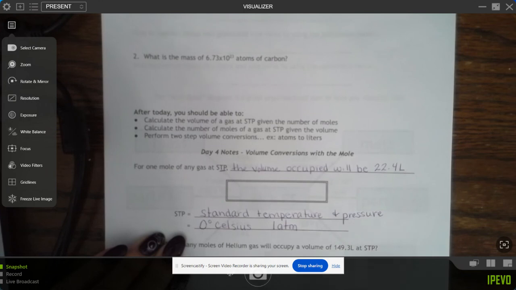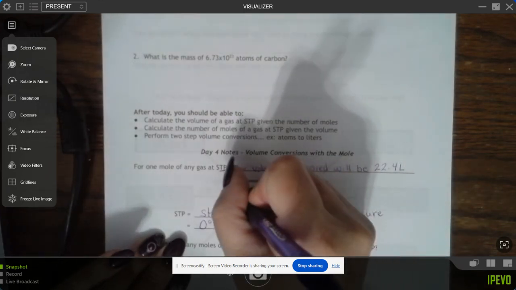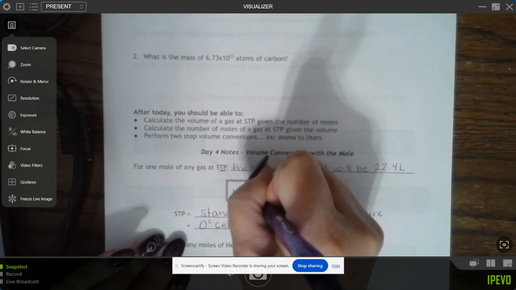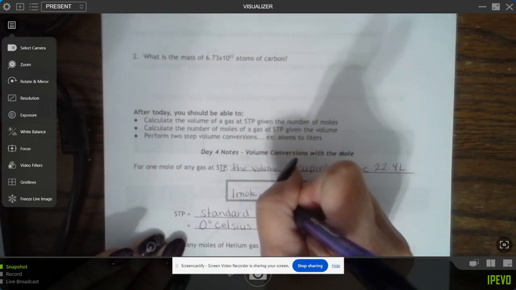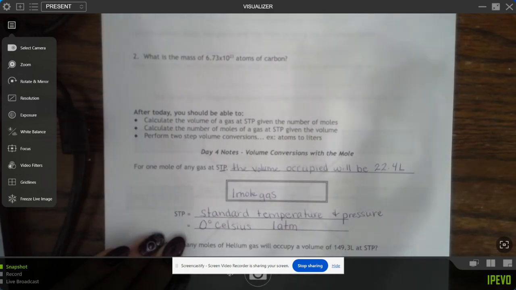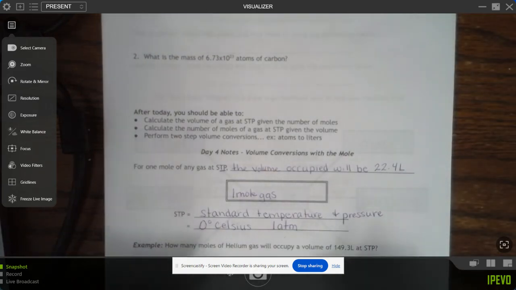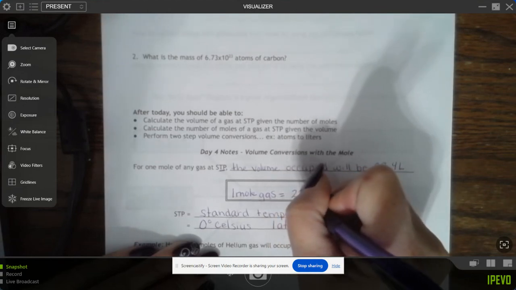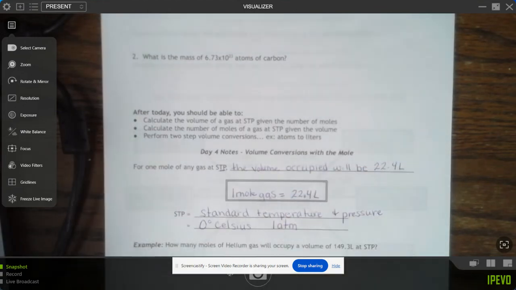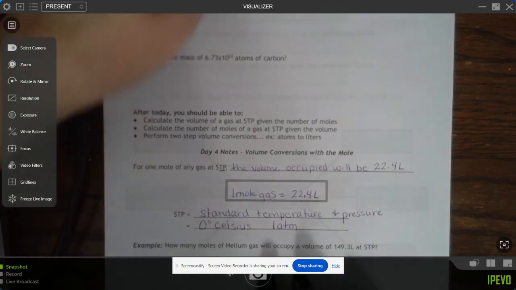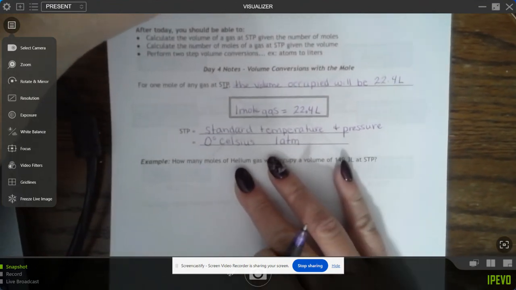And at those conditions, here's the conversion factor. 1 mole of gas. It's important to note we're talking about gases, so this doesn't exactly apply to solids at room temperature. Since standard temperature and pressure is 0 degrees at 1 atmosphere, we have to be talking about a gas. So 1 mole of gas is equal to 22.4 liters of gas. So again, we can just jump right in and do a couple of problems.